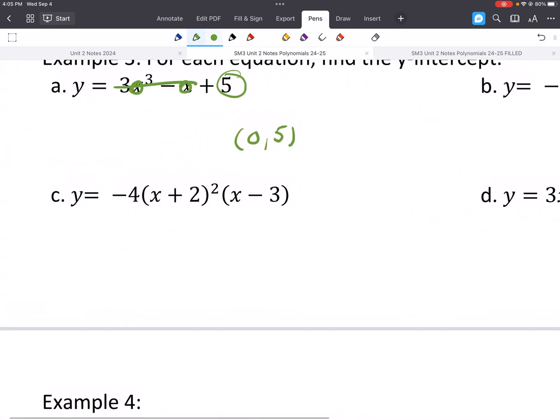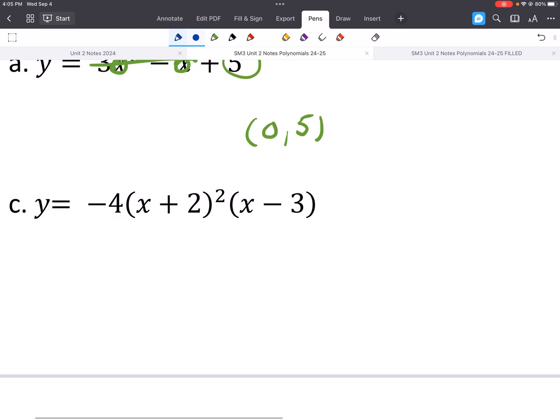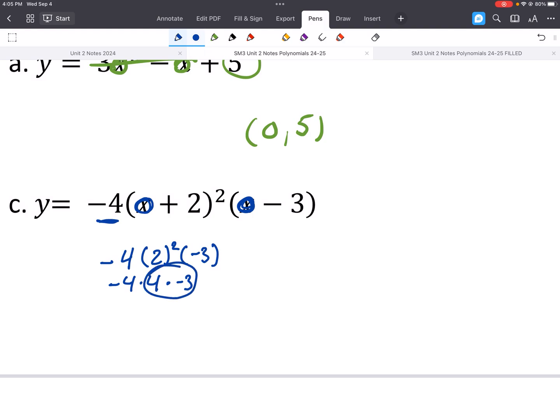Okay, and this is where it gets a little more complicated, just like when we were trying to find the leading term. Okay, but again, we're just setting x equal to 0. So really what we're multiplying is negative 4 times 2 squared times negative 3. And you can put that all into your calculator if you wanted to. This is going to give us a positive because we have two negatives. This will be 12 times 4 is 48, okay? And then I guess I probably should write it as an ordered pair.